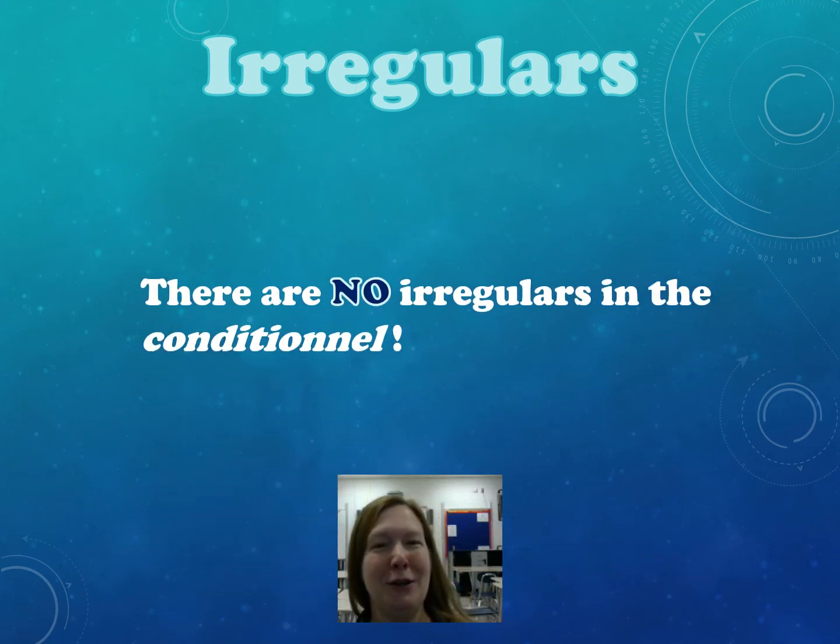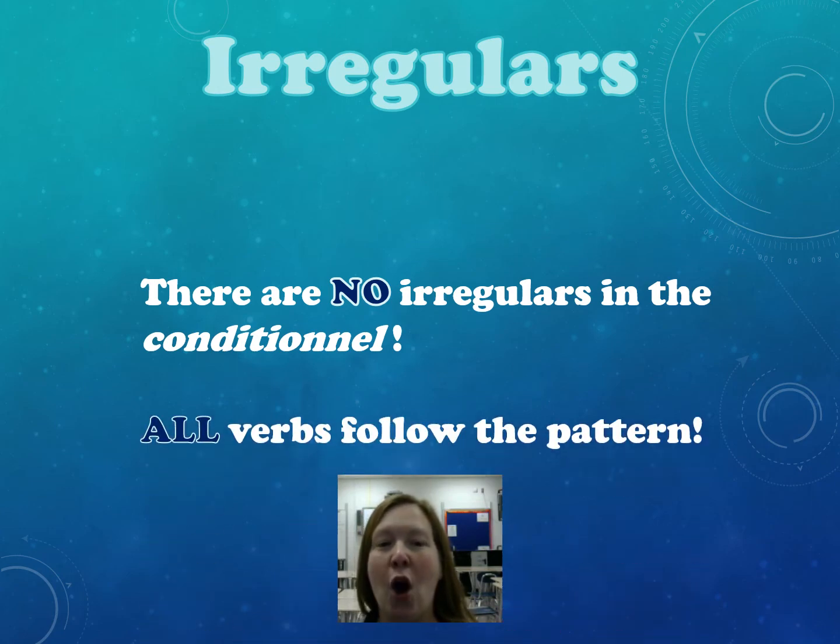Okay, here's the good news. There are no irregulars in the conditionnel. All verbs follow the pattern. It doesn't matter what verb you're talking about in French, you can always take your future stem and add the imperfect ending and get the conditionnel. Now, of course, this assumes that you remember your future stems and imperfect endings. And this is why it's so important to learn our little pieces along the way, because then when you get to things like this, it's super easy.